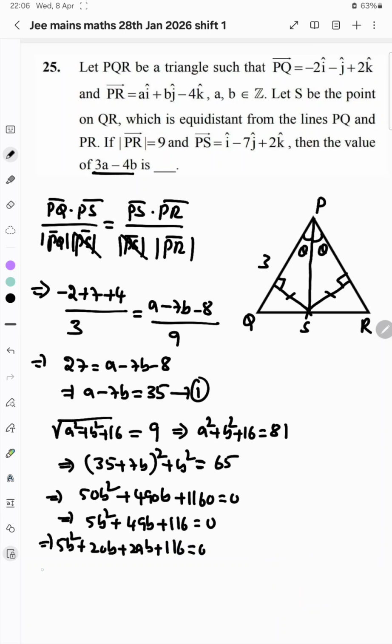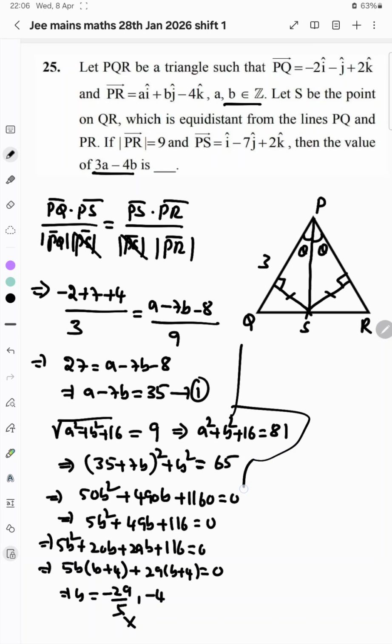Okay, now what happens? See what we can take common? 5b. Now when you take 5b common, (b + 4), plus from this if you take 29 as common, (b + 4) = 0. Now b value is what? Either minus 29 by 5 or minus 4. But they clearly give that b is an integer only. So it is not possible, therefore b is only minus 4.